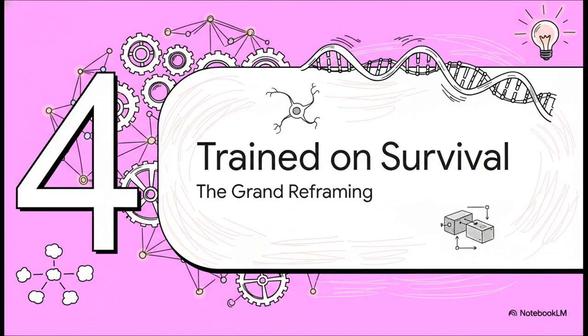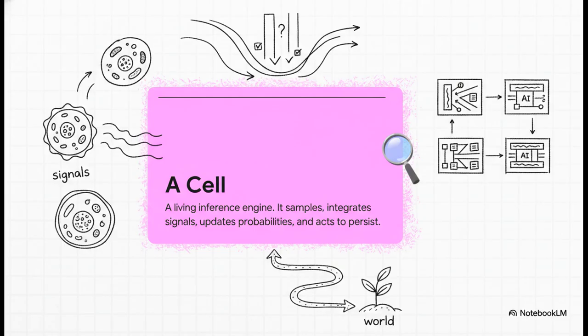Okay, so let's bring it all home. Because if we accept these parallels, it totally changes how we define a cell, an LLM, and maybe even intelligence itself. So in this light, a cell is not just a bag of chemicals. It is a living, breathing inference engine. It's constantly sampling the world, updating its internal odds, and then making the move that's most likely to keep it alive. It navigates reality perfectly without ever needing to know it like we do.